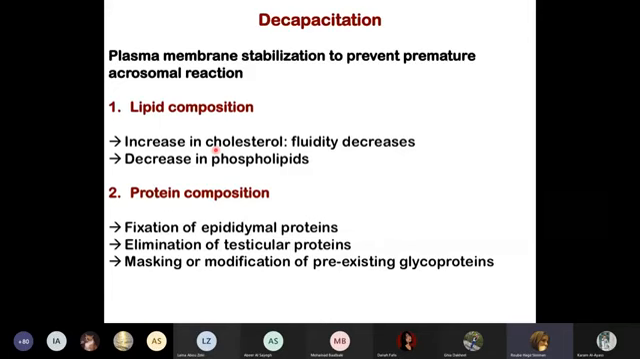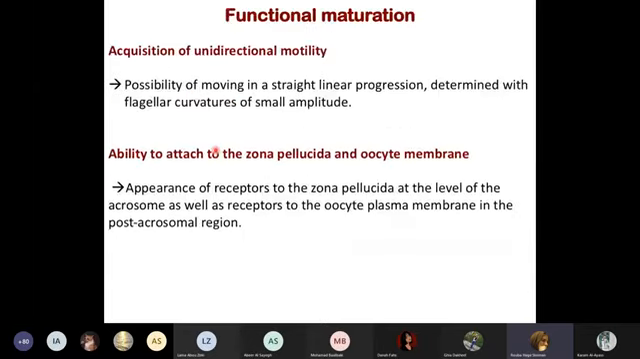At this moment, the sperm is decapacitated. Its membrane is stabilized. How is it stabilized? It's stabilized by changing its lipid composition as well as by changing its protein composition. The functional maturation also includes the acquisition of unidirectional motility. Now it can move. It has the capacity to move in a straight linear progression.